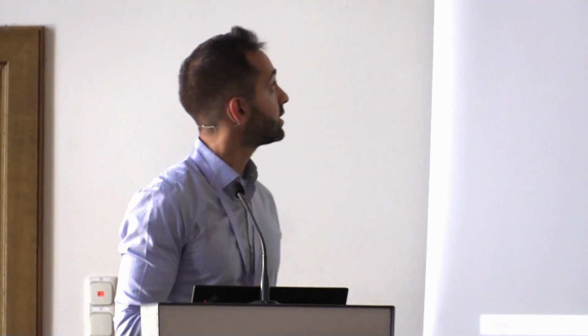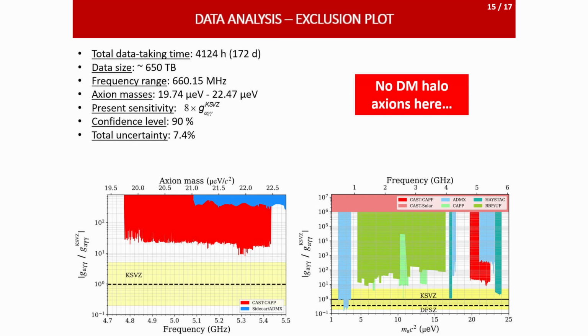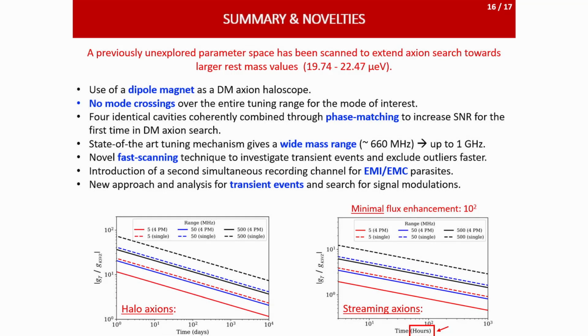So I go to the results. These are the latest exclusion plots. We managed to scan axion masses from 19.74 to 22.47 microelectronvolts, and we reached a sensitivity of up to 8 times the KSVZ theoretical line. You can see also here on the right side how our exclusion plot looks compared with the other experiments in this region. So I go to the last slide, to the summary.